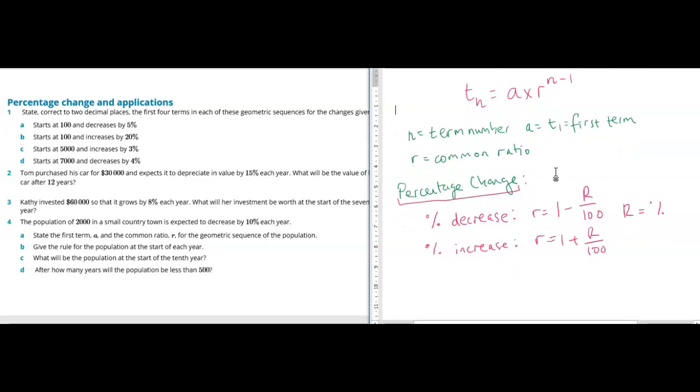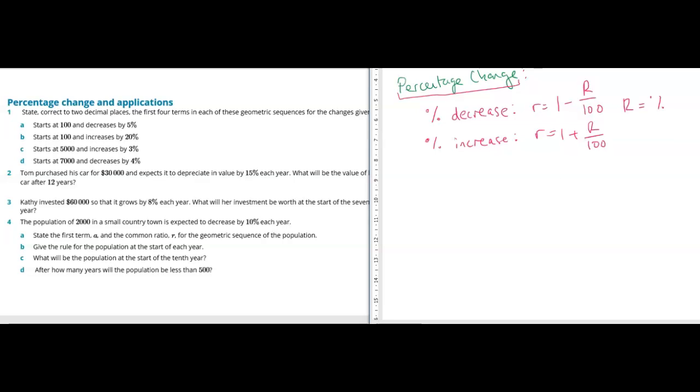All right, so for question 1, I want to use pink. So 1A, it is state, corrected to 2 decimal places, the first 4 terms in each of these geometric sequences for the changes given. So for 1A, we start at 100, so T1 is equal to 100, and decreases, so your percentage decrease, and R is equal to 5. Okay, so state whether it's increasing or decreasing and what R is, what your percentage is.